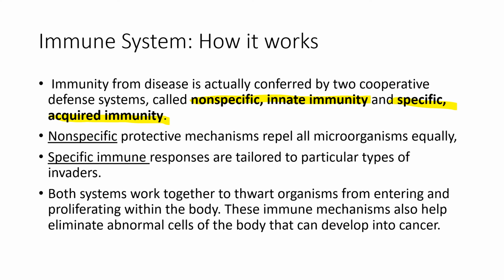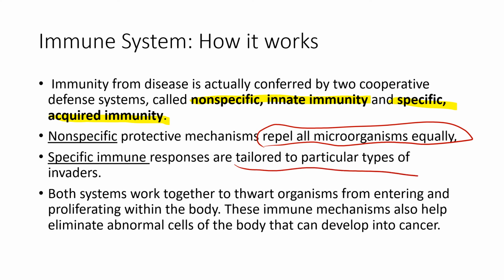So the non-specific, like it sounds, repels all microorganisms equally. So again, this is your skin and your white blood cells. Whereas your specific immune responses are tailored to a particular type of invader. So both systems work together. These immune systems also help eliminate abnormal cells. So sometimes our body can eliminate cells that could develop into cancer. We eliminate those before they ever do.